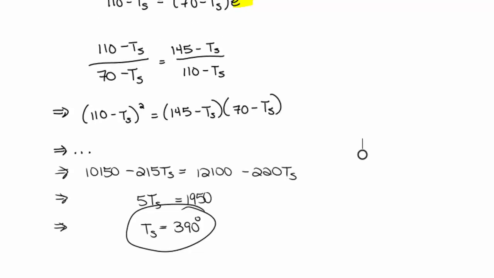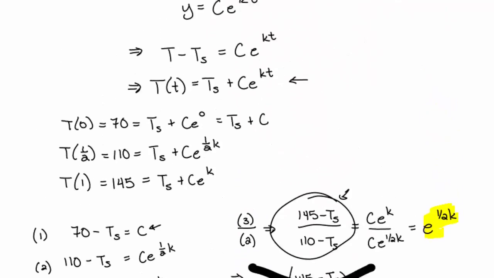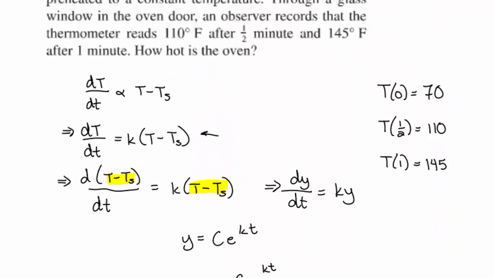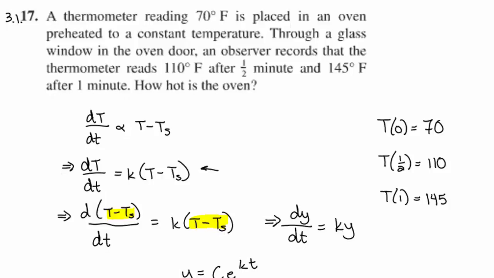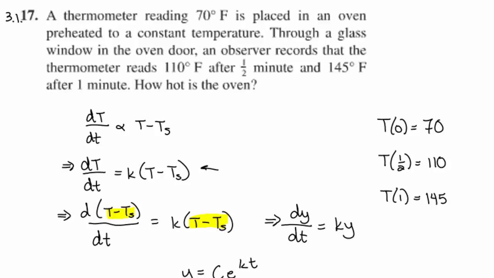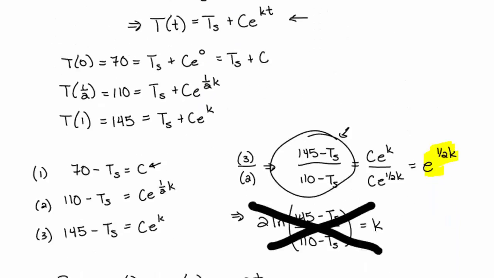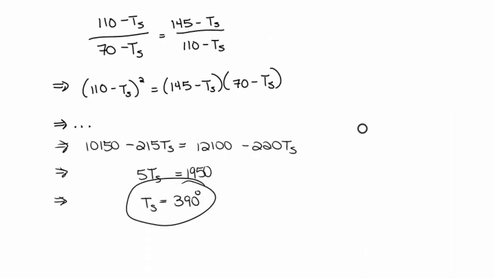And if you look up at the very beginning of the problem here, how hot is the oven? That is actually the initial temperature of the oven, right? The oven is the surrounding temperature. And so that's what they're really asking for, is how hot is the oven? It's the surrounding temperature, which is 390 degrees. And there you go.